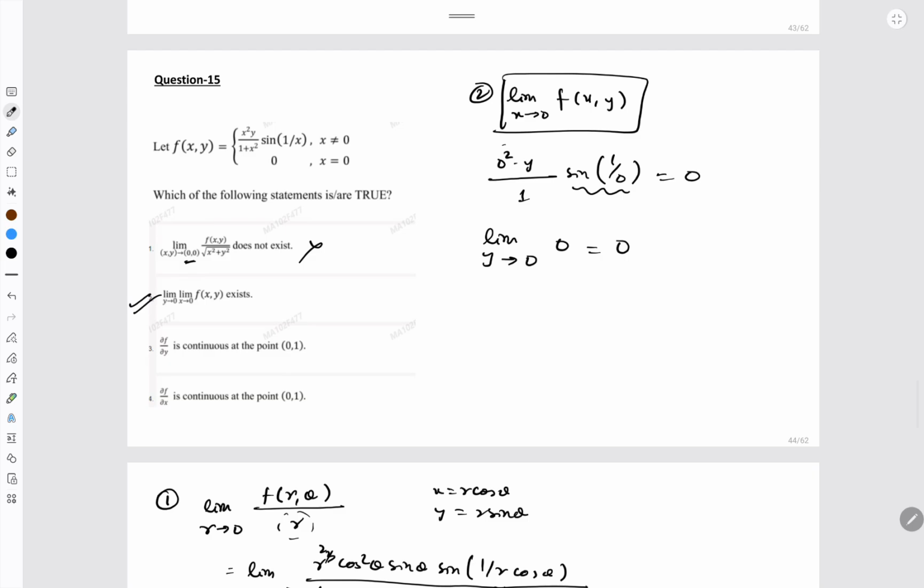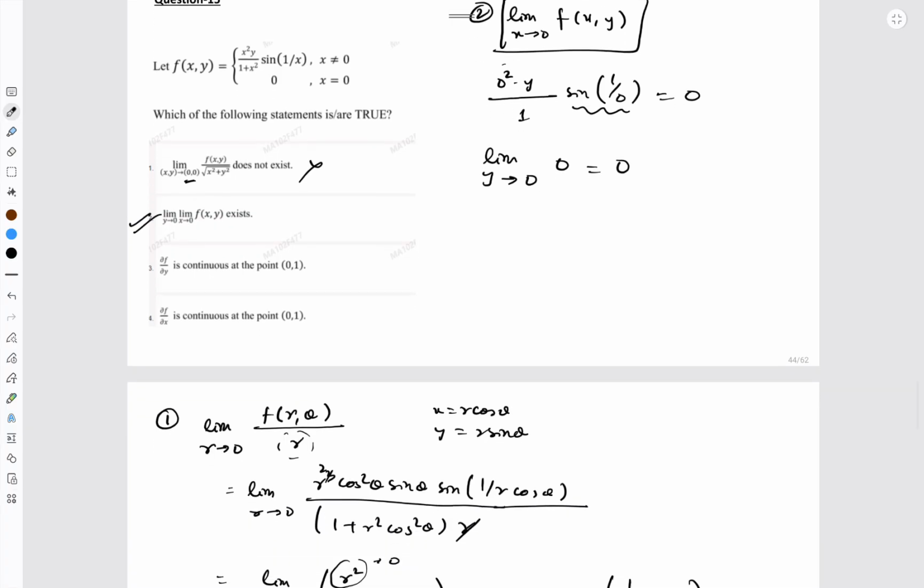Now we have to find whether df upon dy is continuous at that point or not, or df upon dx is continuous at that point or not. So for that, let us do that, right?